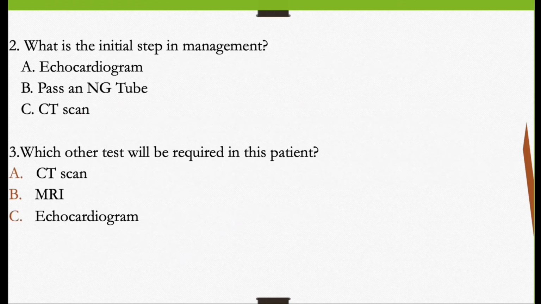So our next question says, what is our initial step in management? So remember, very high yield, passing an NG tube followed by an X-ray is the initial step in diagnosing this condition. We don't do an echocardiogram first. If we would do an echocardiogram, we are just going to screen for cardiac defects, and CT scan is never an option. And then they ask here, very typical in TEF questions, which other test will be required in this patient? So an echocardiogram to screen for cardiac defects is the answer of choice here.